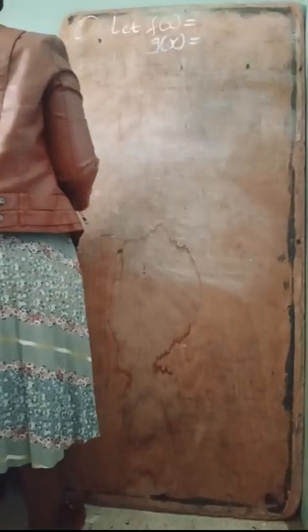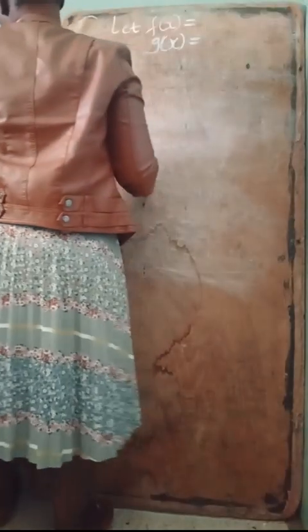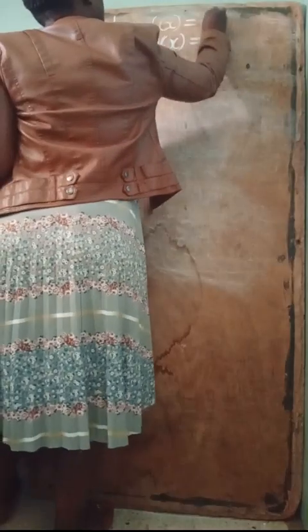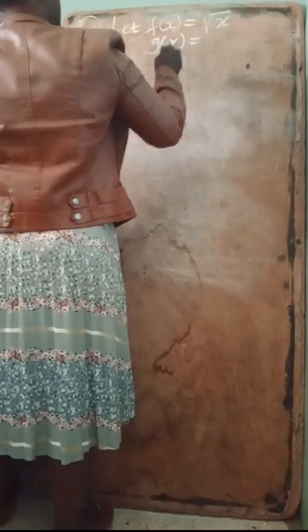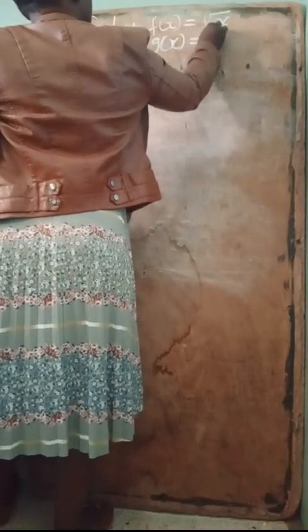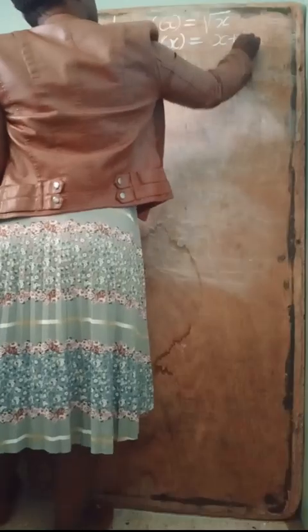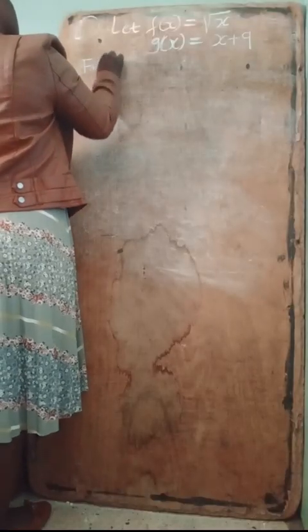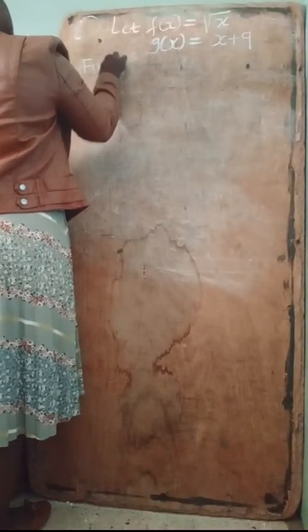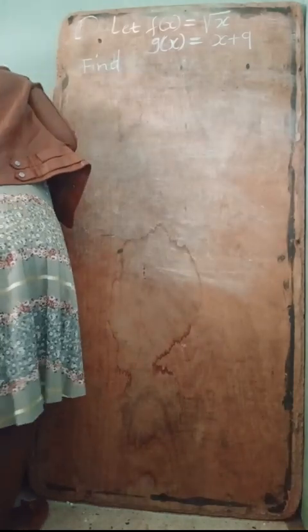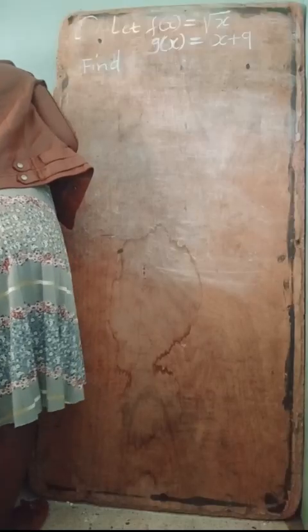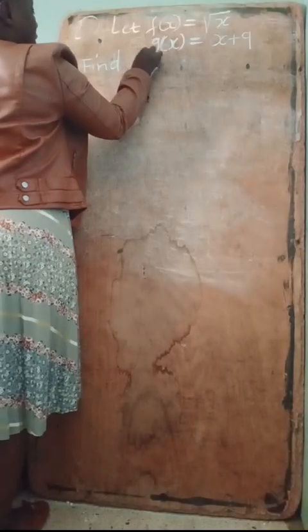Okay, so let f of x be equal to the root of x, and g of x be equal to x plus 9. Okay, so now we are going to find what this time around? We are finding f of g of 7.